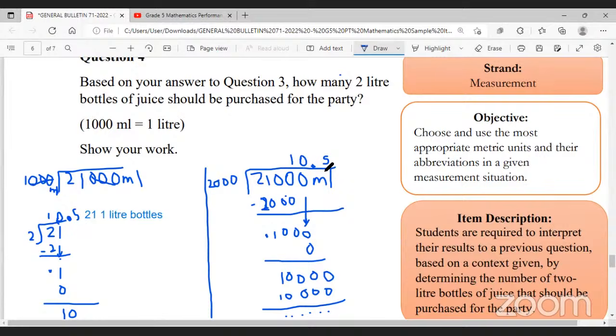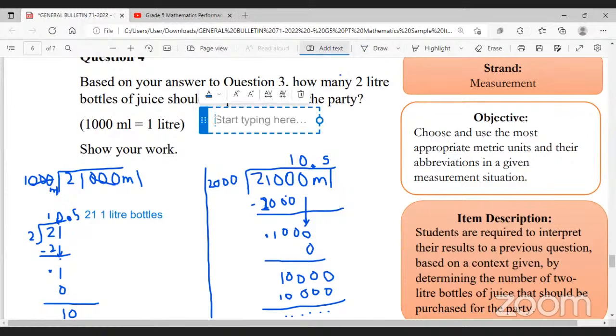I'm sure none of you have ever seen a half bottle of juice being sold. Yes? So we need to purchase another bottle. We cannot purchase 10 bottles because we still need 500 milliliters or half a liter of juice for the remaining students. So we have to purchase an additional bottle.